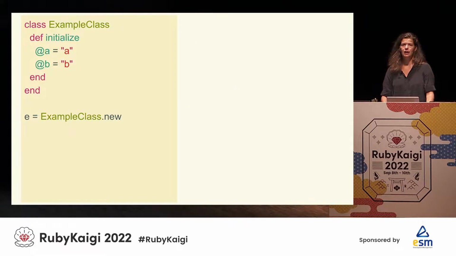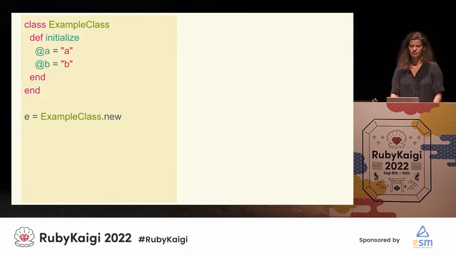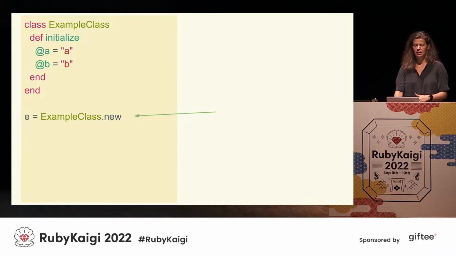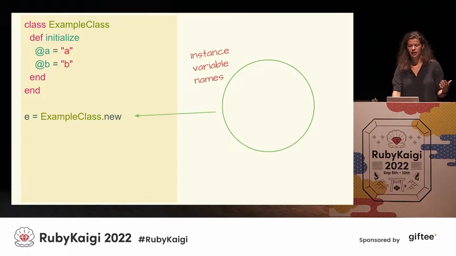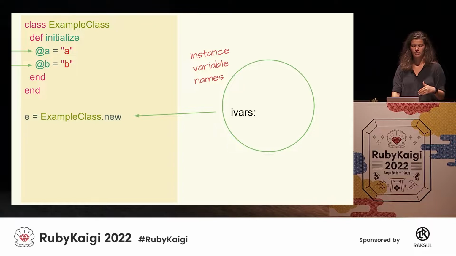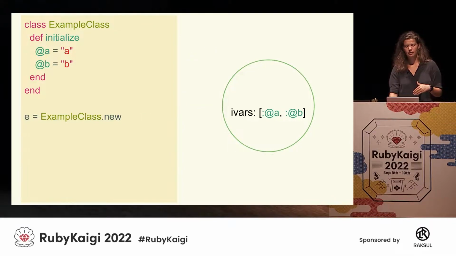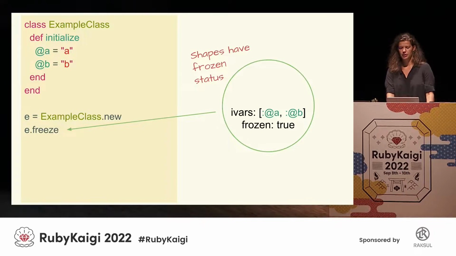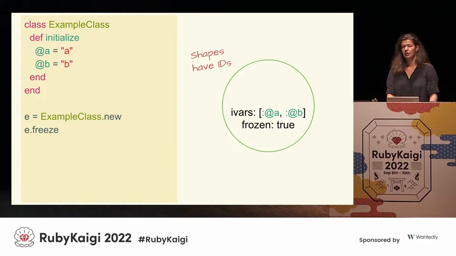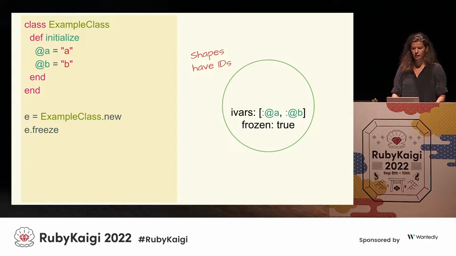But let's look at some concrete examples of object shapes with concrete code. So in this example class, if we create an instance of ExampleClass, this instance will have a shape. And again, the circle here has nothing to do with actual circles. The shape will have on it instance variable names. So for instance, in this case, it will have instance variable A and instance variable B. And the shape will also have a frozen status. So if we froze this object, if we call e.freeze, it will be a frozen shape. And lastly, shapes also have IDs as a way to uniquely identify them.